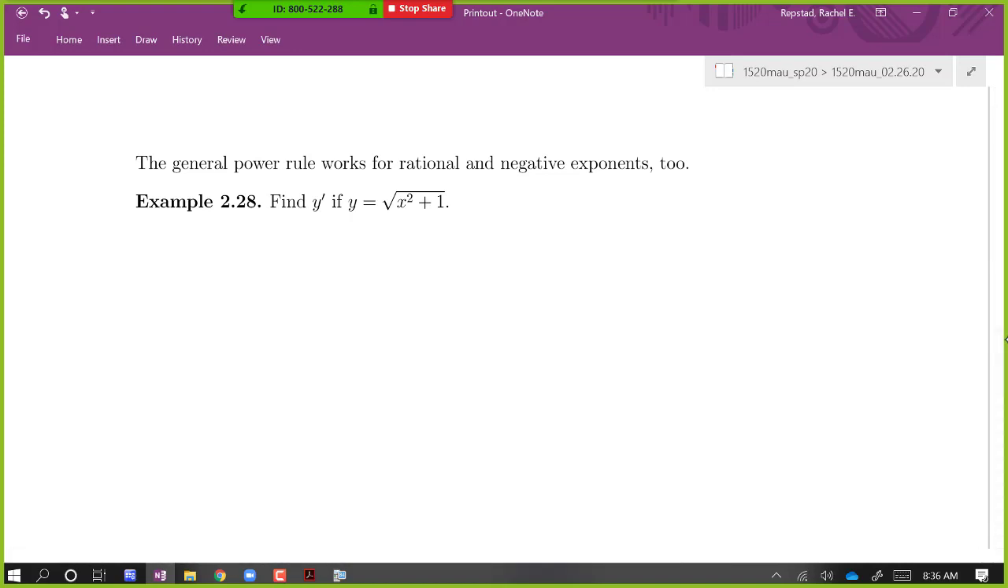The first step in using the general power rule is recognizing when you can use the general power rule, right? I can rewrite this function. What exponent does the square root correspond to? Yeah. So this is x squared plus 1 to the 1/2 power. And if we were to apply the general power rule, how does that start? Who wants to start us off on that process?